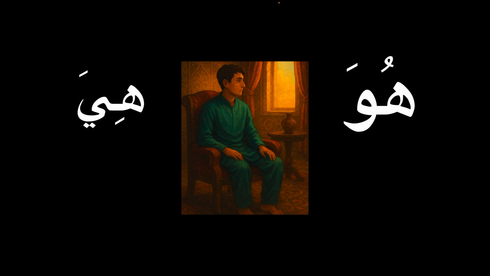Today we're learning two new pronouns in Arabic, huwa and hiya. These are for when we're talking about someone, not talking to them. If I'm talking about a man, I say huwa. And if I'm talking about a woman, I say hiya. Let's look at this picture together. We'll use it to make simple sentences about a boy using huwa.